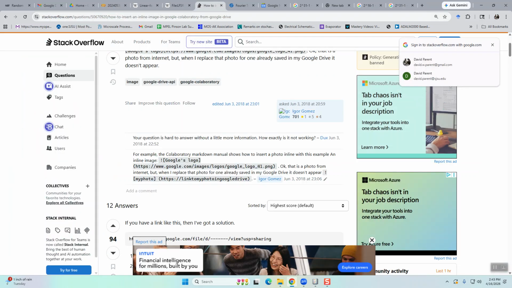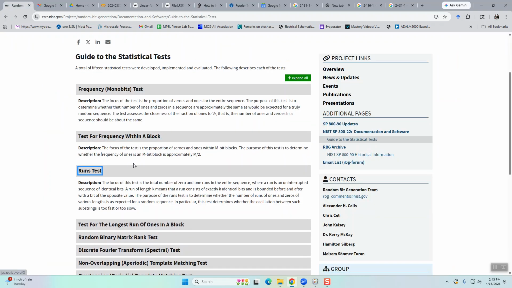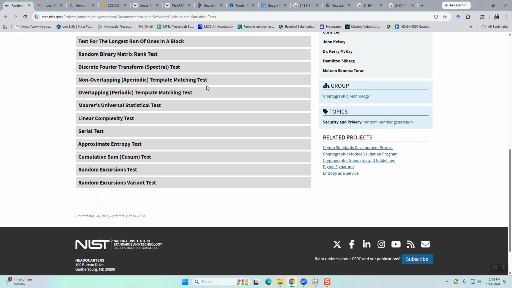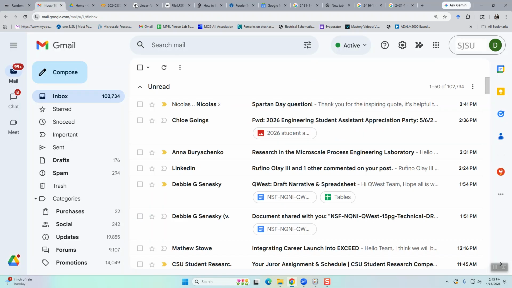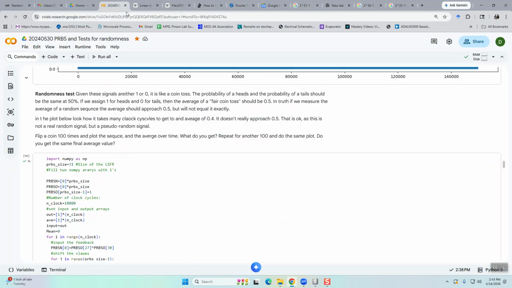All right, well, there's a whole, let's see, oh, here we go. NIST has all these tests for random signals. They even have C code that you can download and you could probably import fairly easily into Python or whatever you want to do. Anyway, if we take these signals, like a 1 or 0, it's like a coin toss, right?